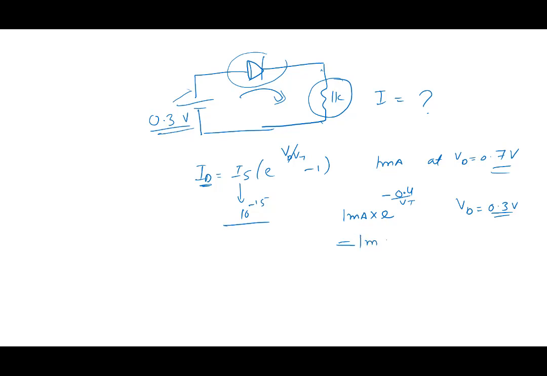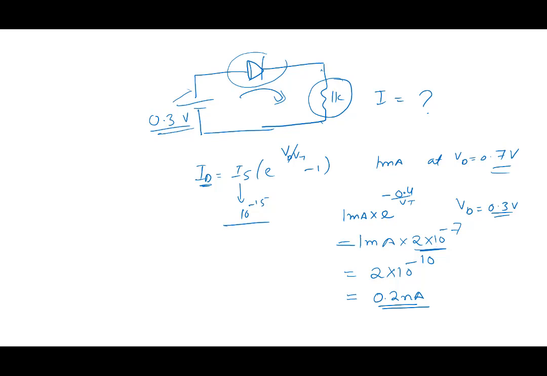1 milliampere into, I think, 2 into 10 power minus 7. So this is going to be 2 into 10 power minus 10. So this is going to be 0.2 nanoamperes. If my calculation is correct, this is going to drop like that. Yep, it's going to drop to 0.2 nanoamperes.